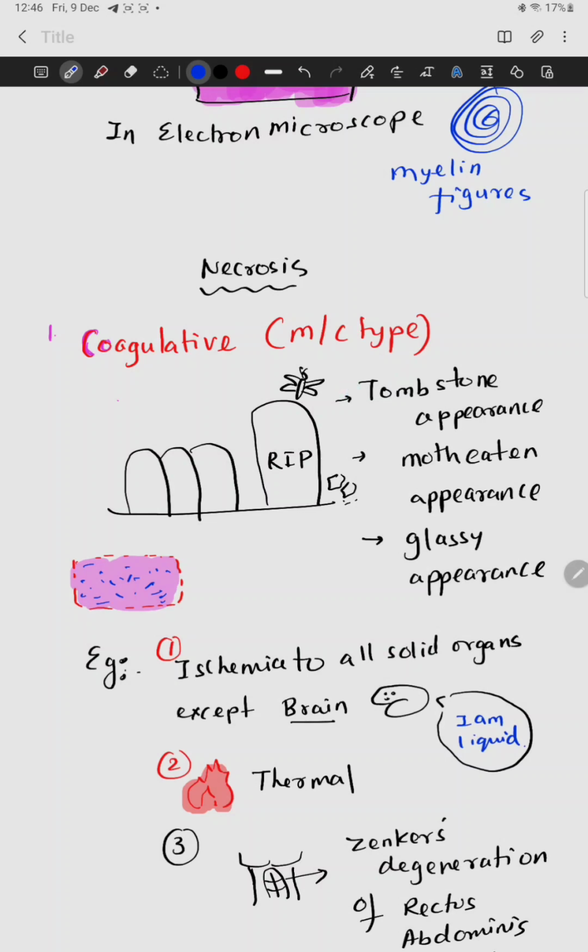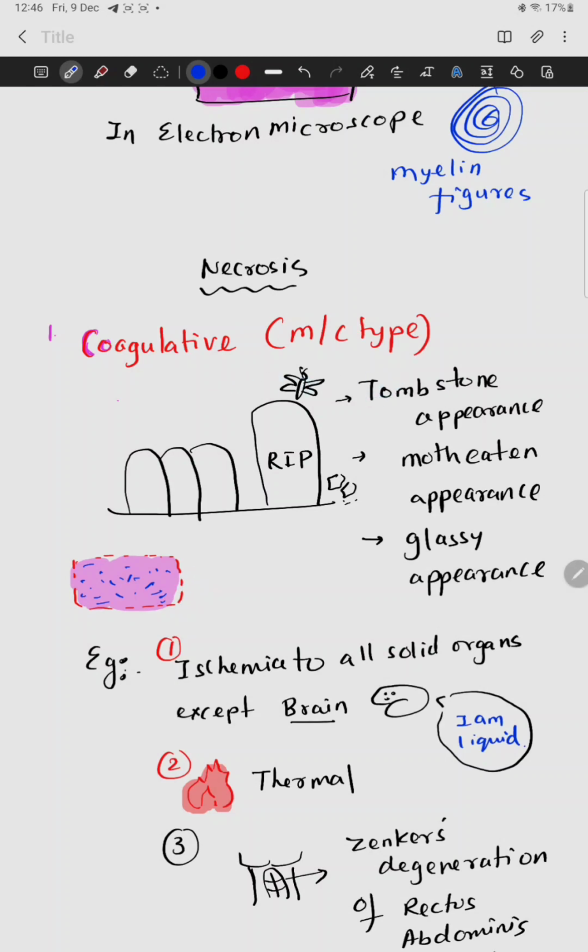And the appearance, what is this? Rest in peace. Yeah, that is a tombstone which I am telling, right? It appears like a tombstone appearance, and there's a moth above. So remember, it is also called moth-eaten appearance, and glassy appearance. So all these three are seen in coagulative necrosis. But remember, the cell membrane is intact over here. As you can see, the cell membrane is intact over here.